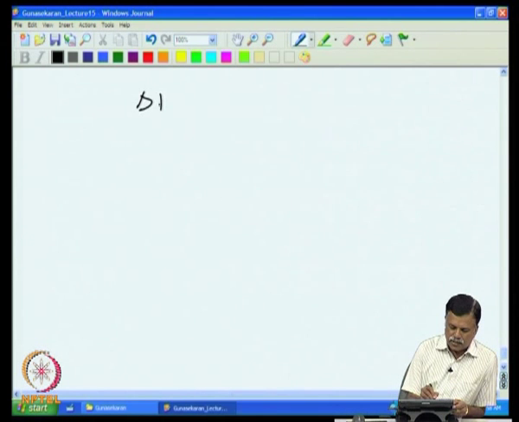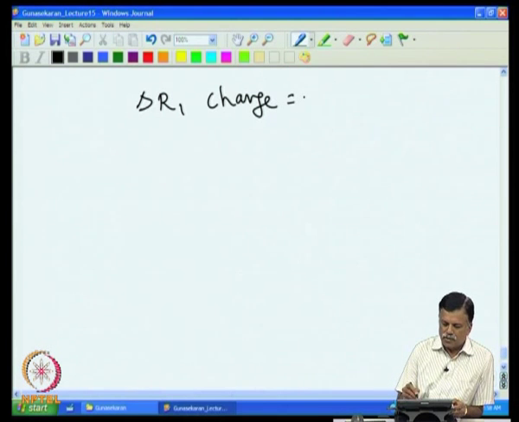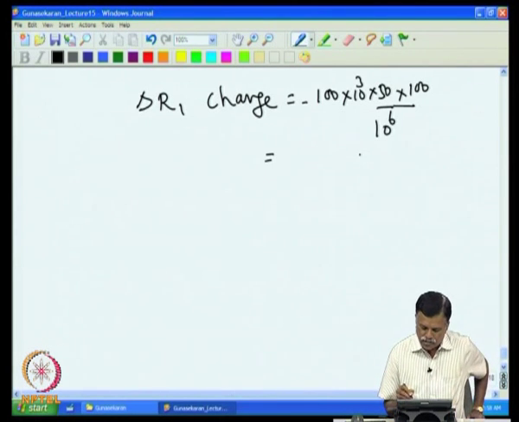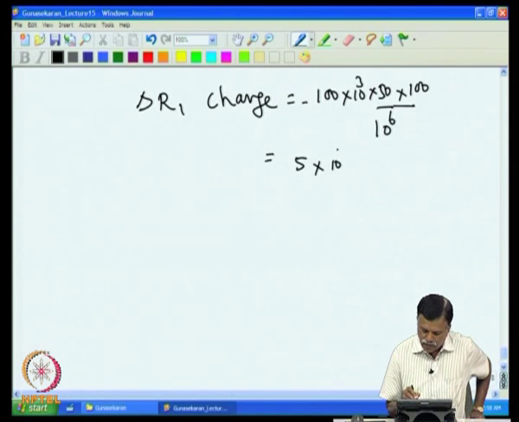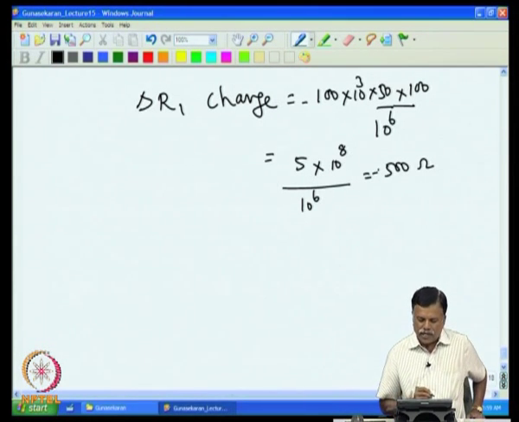So, the delta R1 change would be R1, which is 100k, into 50 ppm into 100 degree C. We said it will be decreasing, so delta R will be minus. This works out to be 5 into 10 power 8, divided by 10 power 6, that comes to 500 ohms. That is, R1 will decrease by 500 ohms.